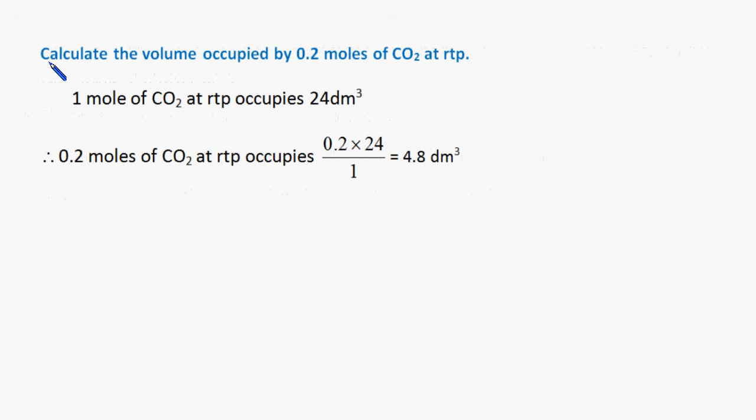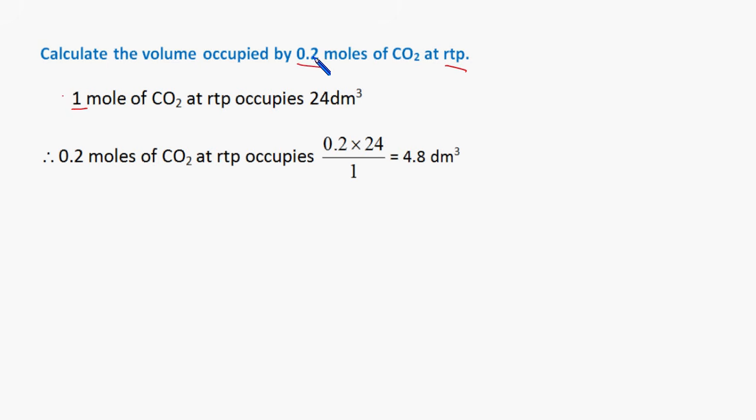Now let's look at an example. Calculate the volume occupied by 0.2 moles of carbon dioxide at RTP. Now, RTP, we said room temperature and pressure. We know that 1 mole of a gas occupies 24 dm cube at RTP.